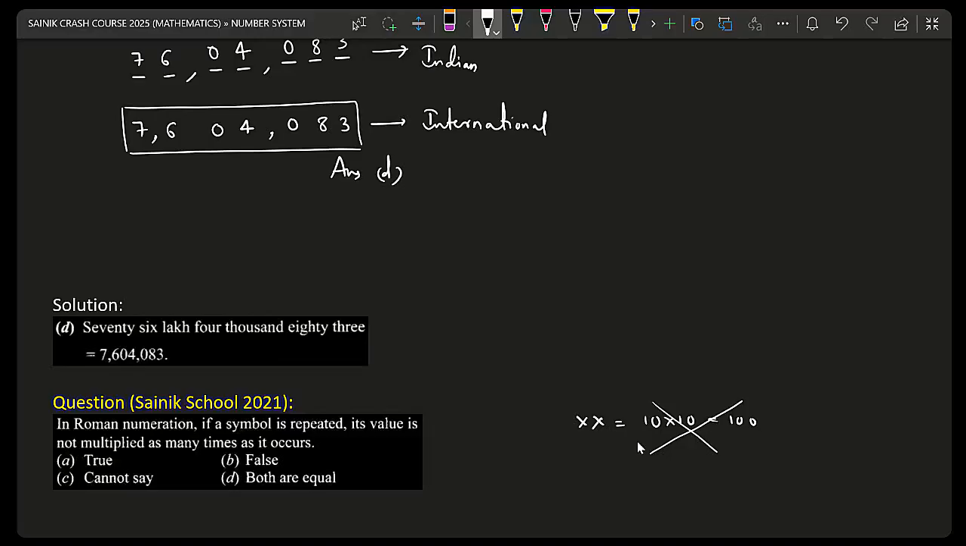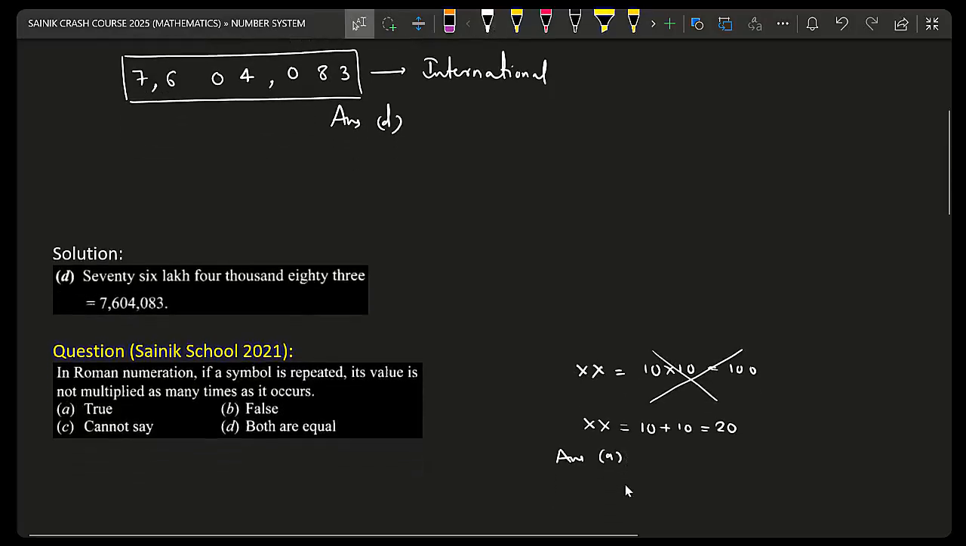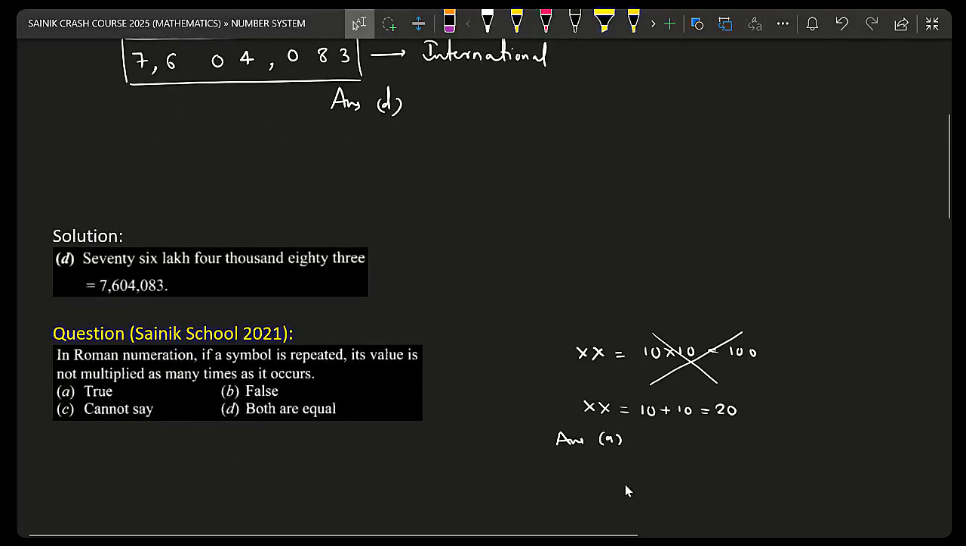When a Roman symbol is repeated, its value is not multiplied, but actually it is added. So 10 plus 10 is 20. So is the statement correct or wrong? Correct. That means we can go for option A, true. Can we go for option A, true? Yes, sir. Is it clear? Yes, sir. All of you, those who want to copy this, you can do that.